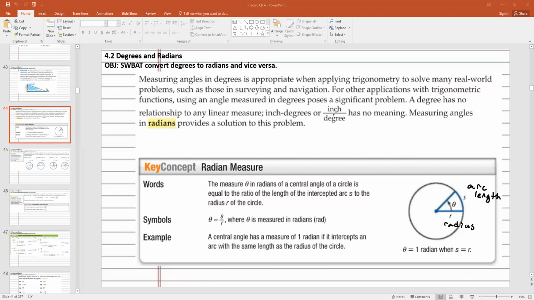And theta is going to be in degrees here. Sorry, in radians. So theta is the central angle. Okay, it's that angle there. So the measurement of the angle is equal to the arc length divided by the radius. Theta equals s over r. Put that in your notes.